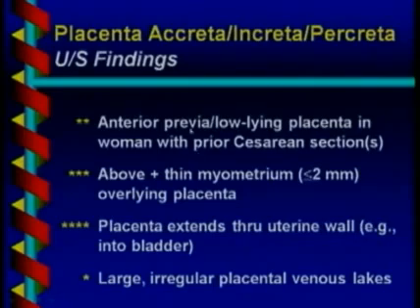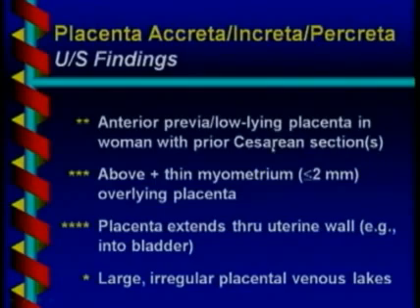So anytime you see a woman with an anterior placenta previa or a low-lying placenta in a woman with prior cesarean sections, you should always raise the question or the possibility of a placenta accreta. That's regardless of what the ultrasound shows other than a previa or low-lying placenta. Just the fact that it overlies the scar means that if she's had a prior C-section, she has a good chance of having an accreta.